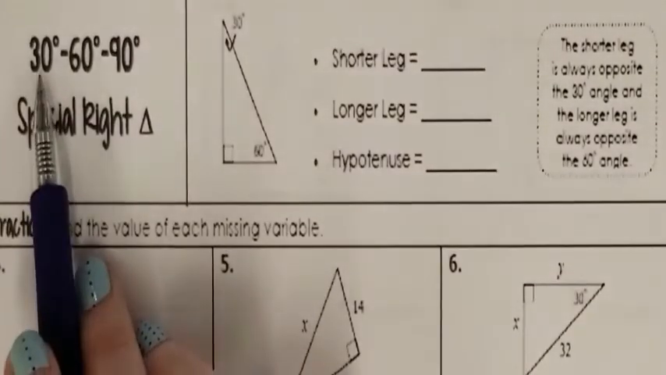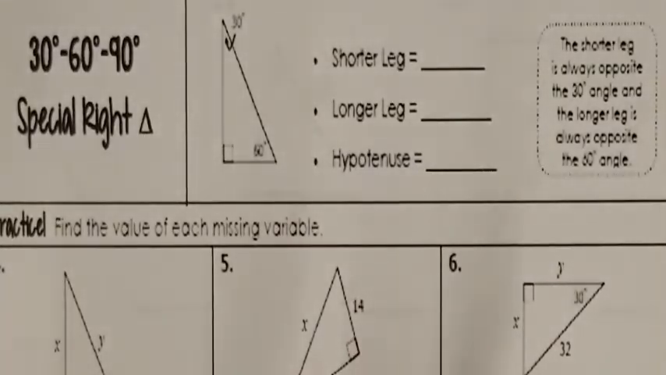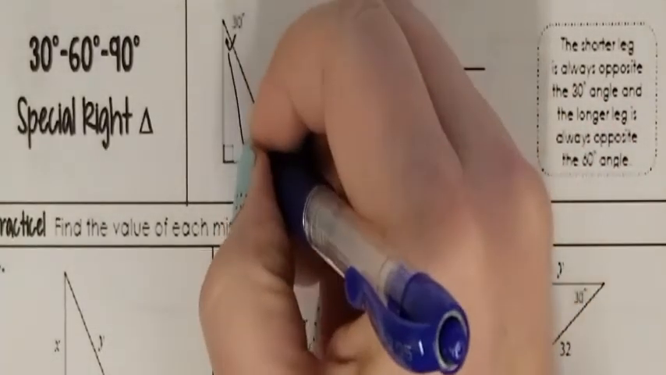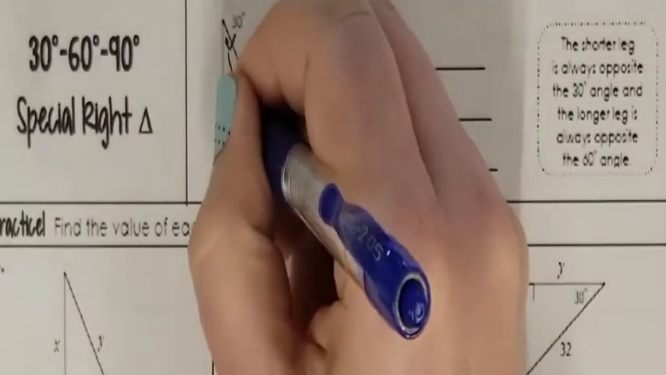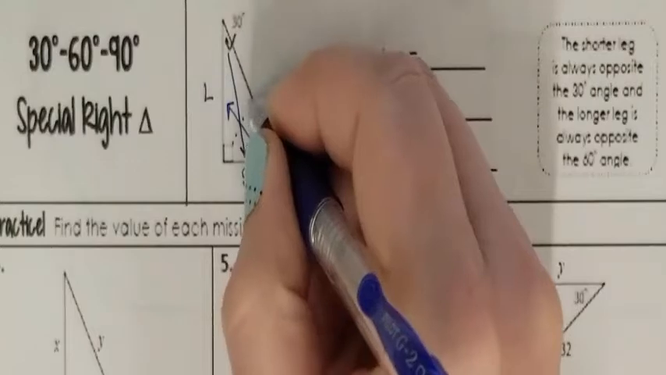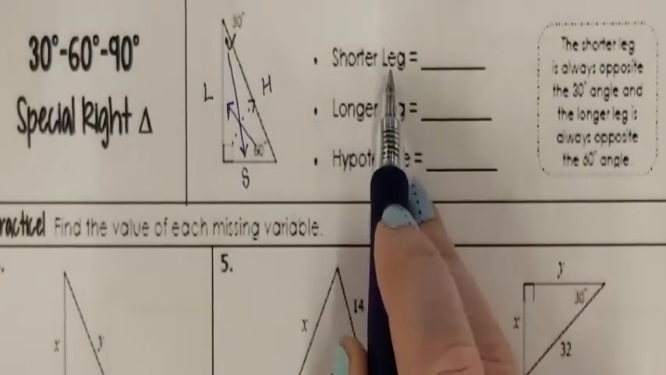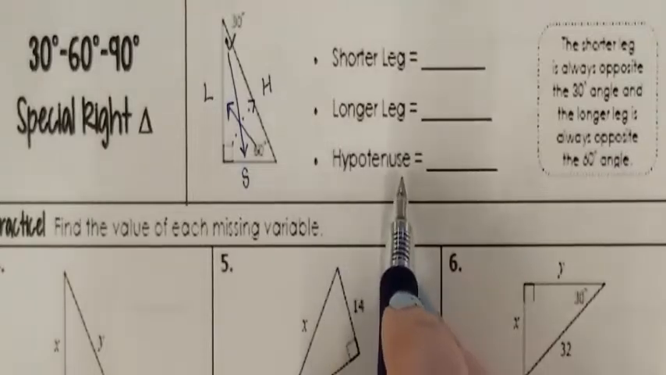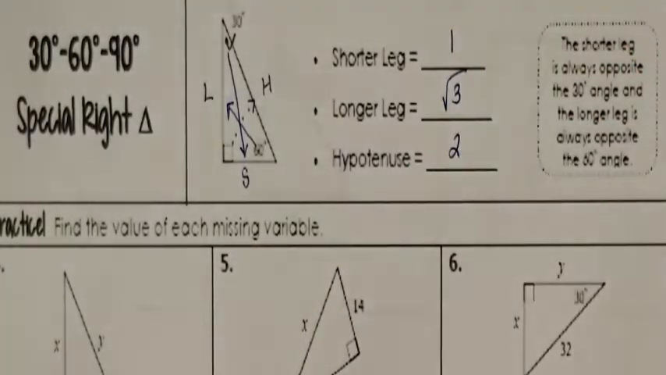Let's go ahead and take a look at the 30, 60, 90 triangle. So here's an example of a 30, 60, 90 triangle. The 30 degree is always immediately across from the short leg. The 60 degree is always immediately across from the longer leg. And you know your 90 degree is always right across from your hypotenuse. So our shorter to longer to hypotenuse ratio is 1, root 3, and 2. So we're going to use these ratios similar to the 45, 45, 90 ratio to solve for our missing values.